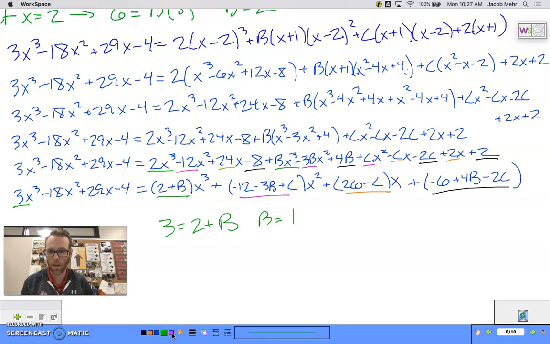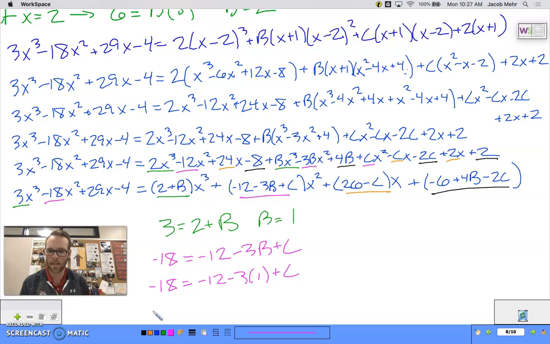Now, let's go to the x squareds. Well, there's negative 18x squareds on the left side. That has to equal the number of x squareds on the right side. So negative 18 has to equal negative 12 minus 3b plus c. Now, we know what b is. So let's substitute in b.